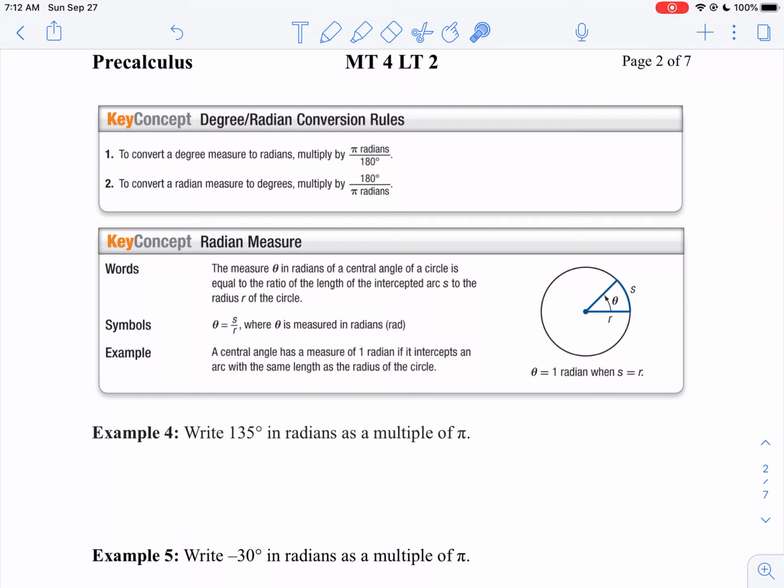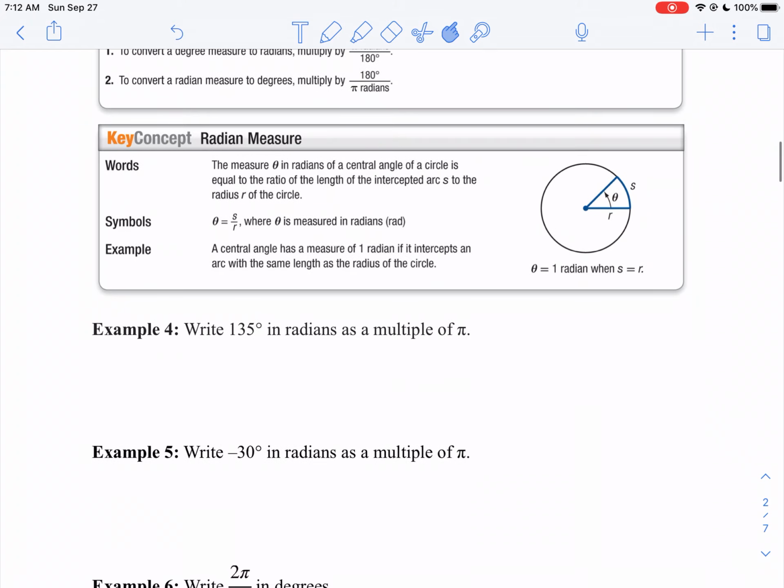So that's what we're going to use to convert. There are pi radians in 180 degrees, which is a half a circle, or 180 degrees in pi radians. If we take a look at example 4, I have 135 degrees. I want to write the radians as a multiple of pi. So I'm going to take 135 degrees and multiply that by the fact there are pi radians in 180 degrees.